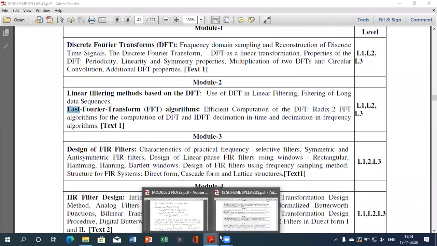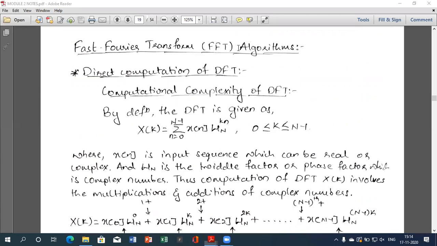So now we will move on to that topic. This is the topic which we are going to discuss, that is fast Fourier transform algorithms. In that, first, as I said, we will discuss what happens in the direct computation of DFT, meaning what is the complexity in the DFT, that is the linear based method, and then we will discuss how this complexity present in the DFT computation can be overcome by using efficient implementation of the fast Fourier algorithm.